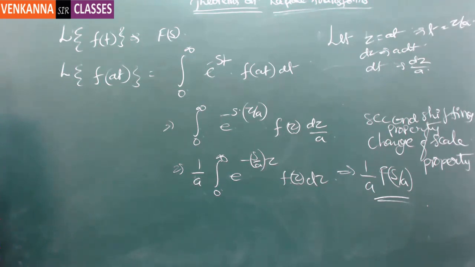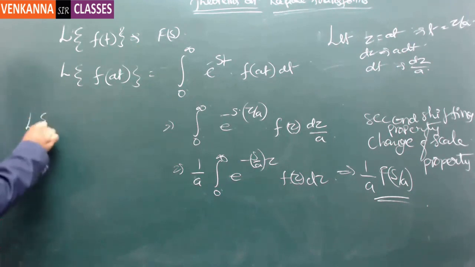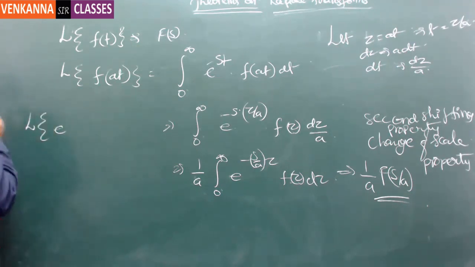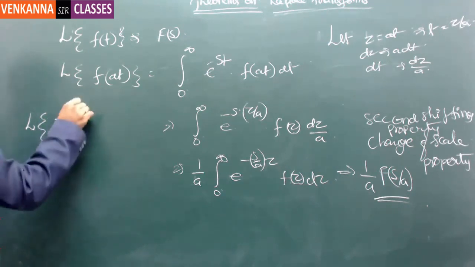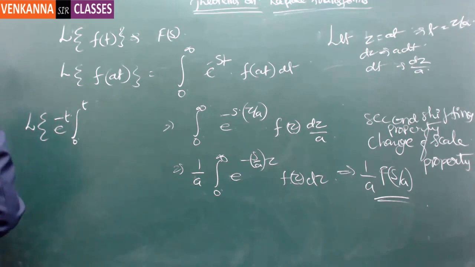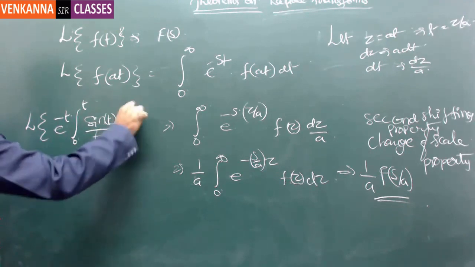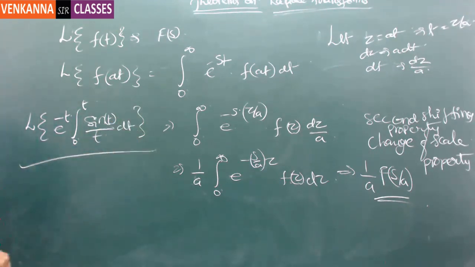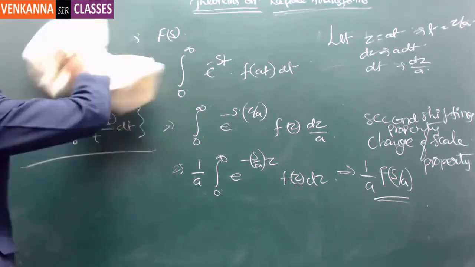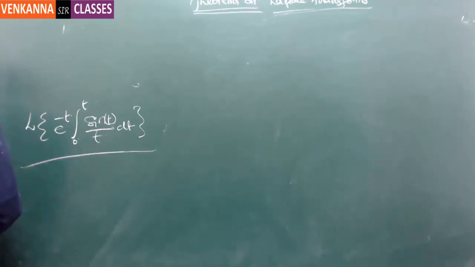Find the Laplace transform of e power minus t times the integral from 0 to t of sin t by t. Find the Laplace transform of it. Cot inverse. So the answer is 1 by s plus 1 times cot inverse of s plus 1. Yeah, that's correct.